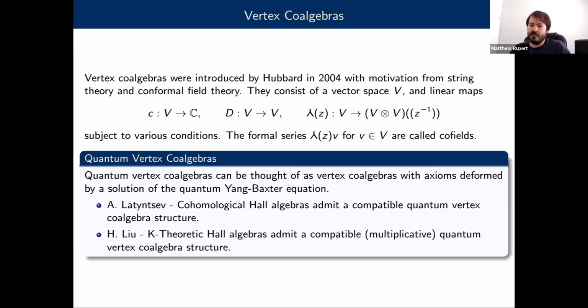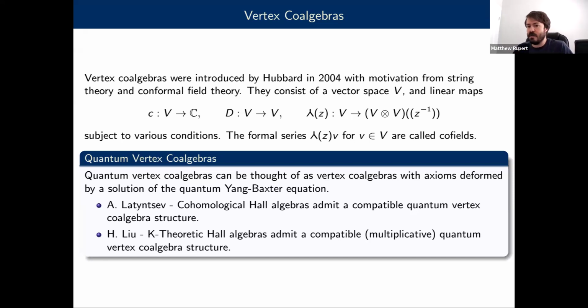And they consist of a vector space. Here I'm talking about vertex coalgebras on complex vector spaces. So you have a linear functional from V to C, a kind of translation operator D, and a state cofield correspondence. So here C is playing the role of the vacuum vector, D is playing the role of the translation operator, and of course the cofield correspondence plays the role of the state field correspondence.